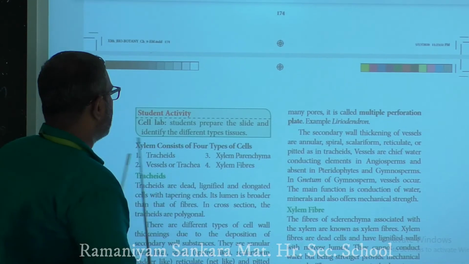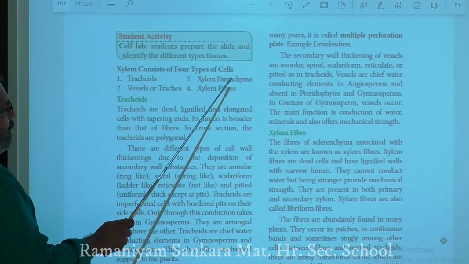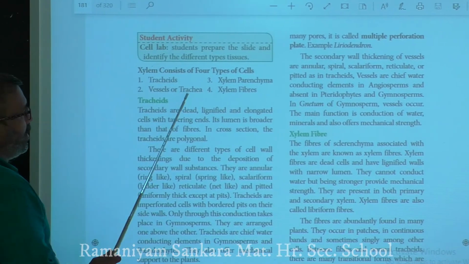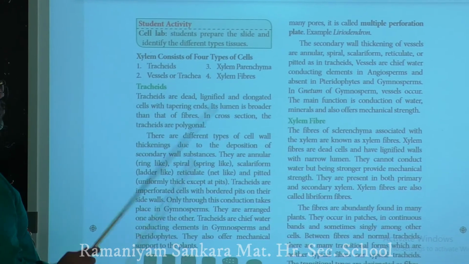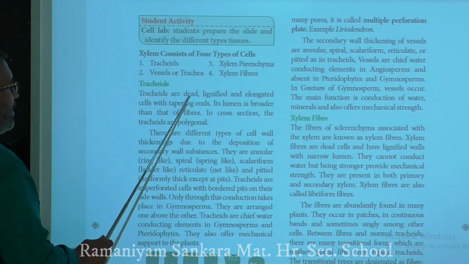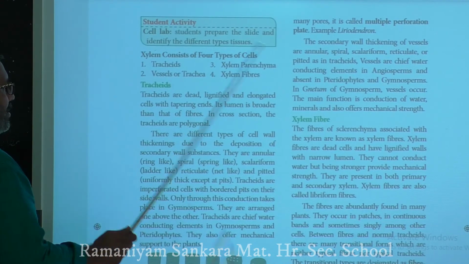Next one. Xylem consists of four types of cells: tracheids, xylem parenchyma, vessels or trachea, and xylem fibers. First one is tracheids. Tracheids are dead, lignified and elongated cells with tapering ends.